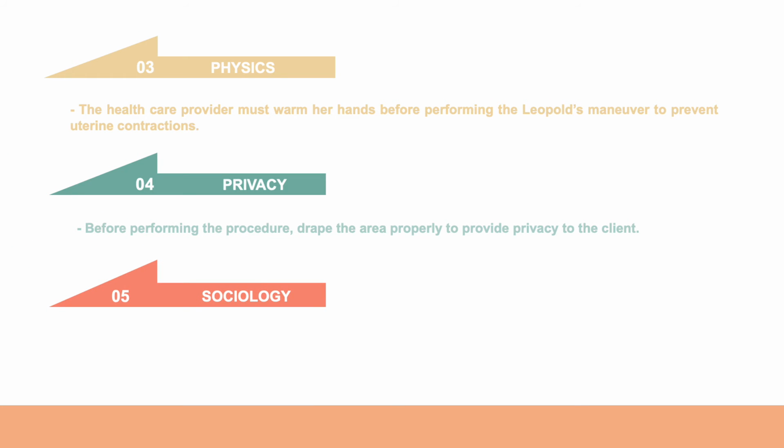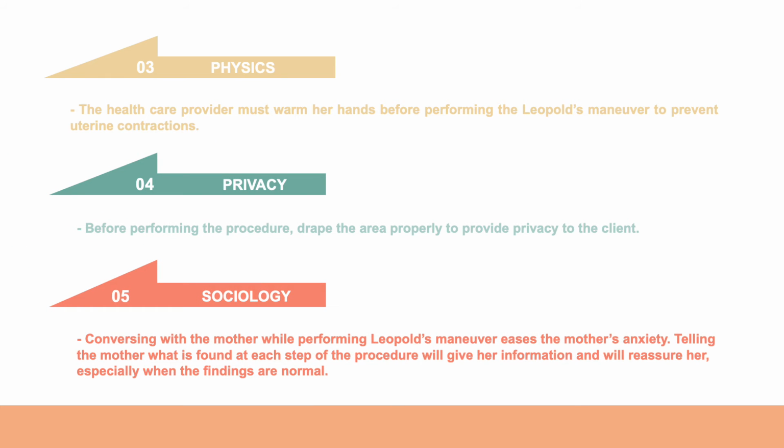Fifth is sociology. Conversing with the mother while performing Leopold's maneuver eases the mother's anxiety. Telling the mother what is found at each step of the procedure will help give her information and will reassure her, especially when the findings are normal.